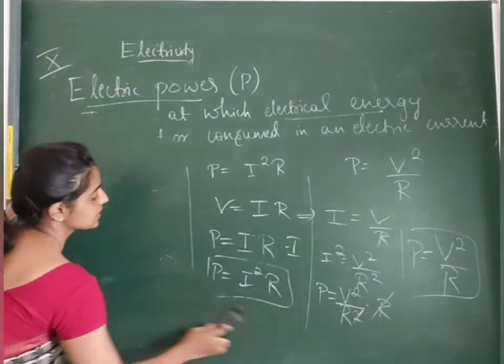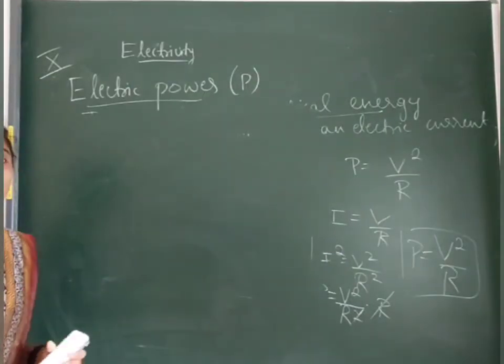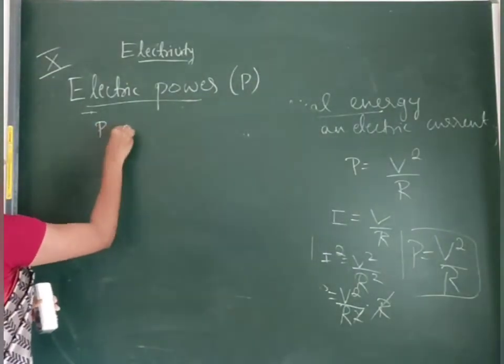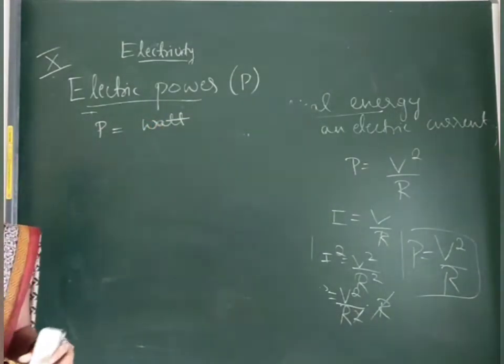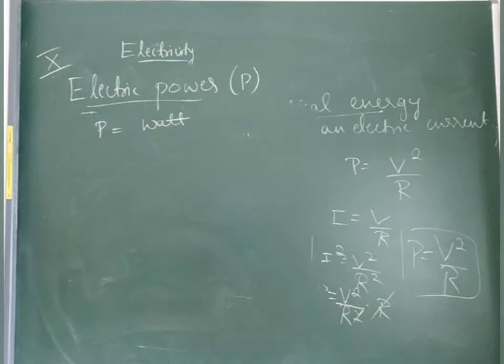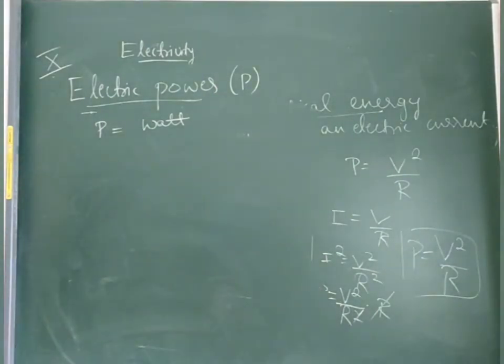Now we know that power is denoted by capital P, and the SI unit of power is watt. Clear? Now you will get one question, that is the meaning of 1 watt. What is the meaning of 1 watt?